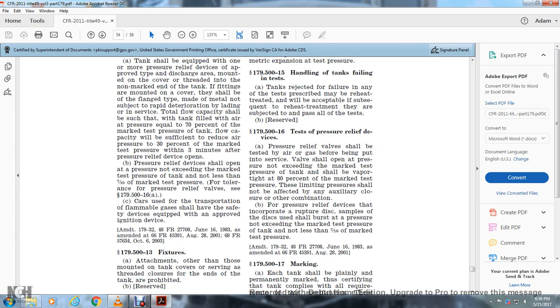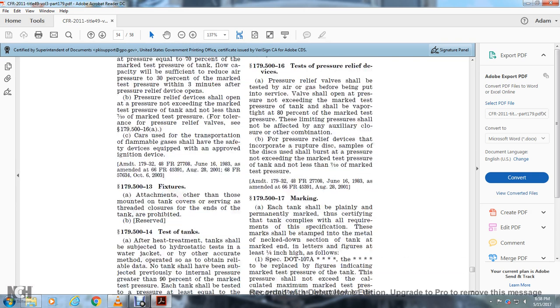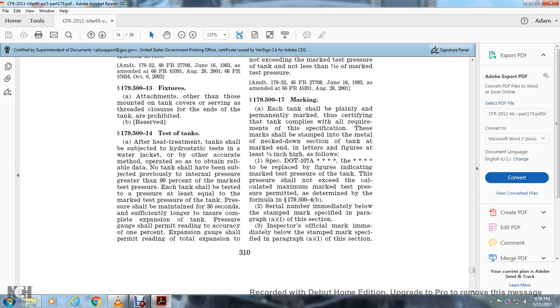179-516 Testing the pressure relief device. Pressure relief device valves shall be tested by air or gas before being put into service. The valve shall be opened at a pressure not exceeding the marked test pressure of the tank, and shall be vapor tight at 80% of the marked test pressure. These limiting pressures shall not be affected by any auxiliary closure or other combination. For pressure relief devices that incorporate a rupture disc, the disc shall burst at a pressure not exceeding the marked test pressure of the tank, not less than 7/10 of the marked tank pressure.